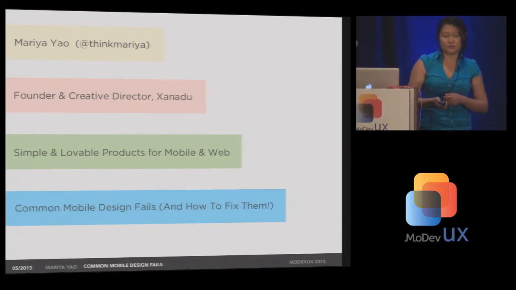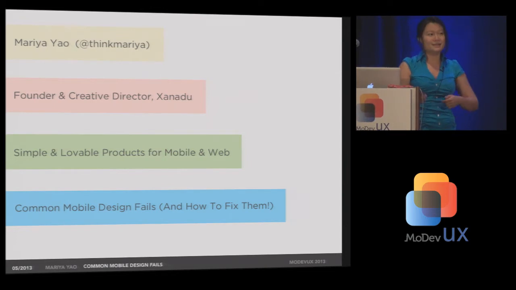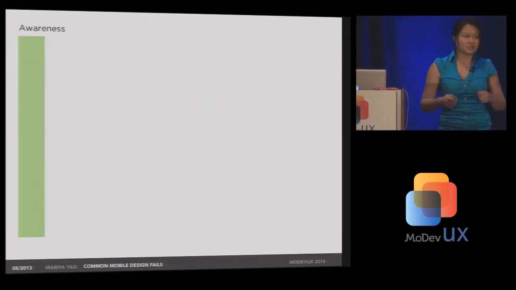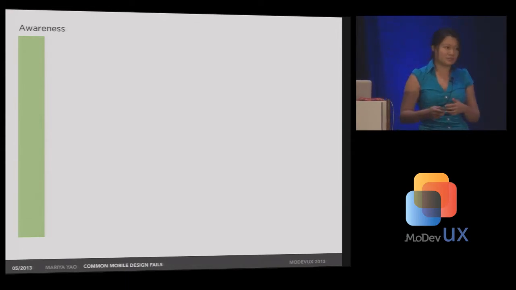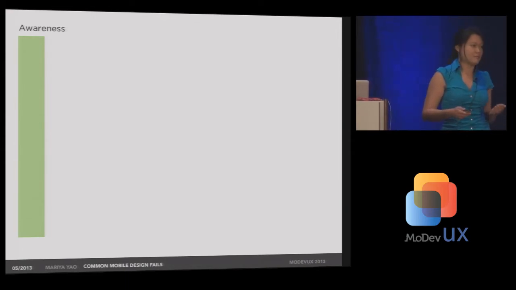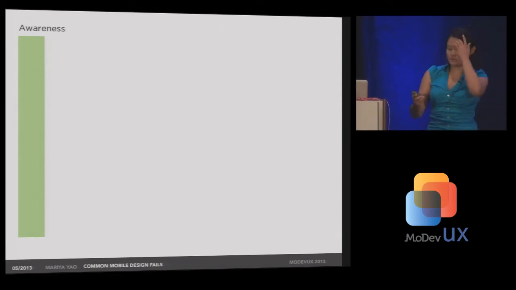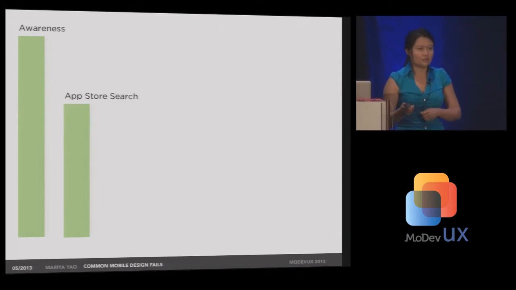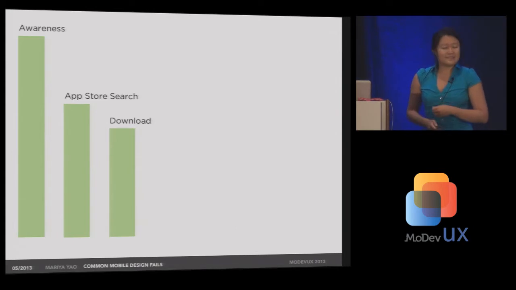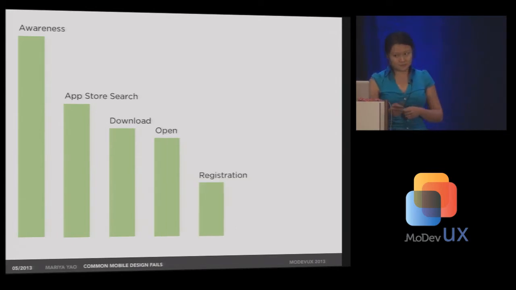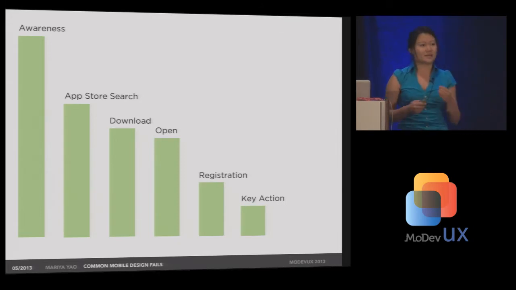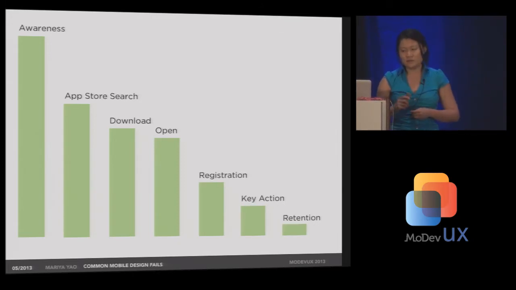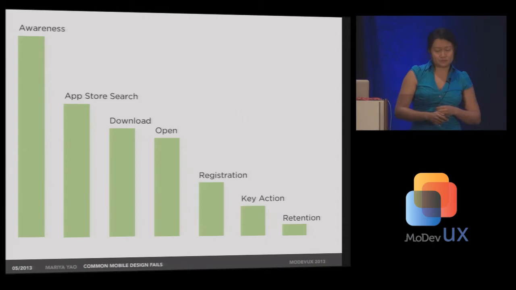So today I'm going to talk to you about common mobile design fails and hopefully suggest some ways for you to fix them. So let's start just by reviewing a typical conversion funnel for an app. First, users need to be aware of your app. They hear about your app from a friend, they read about it in the news. Then, if they're interested, they look for it in the App Store. They download it, open it, hopefully register, take a key action such as making a purchase or inviting a friend, and then hopefully stick around.